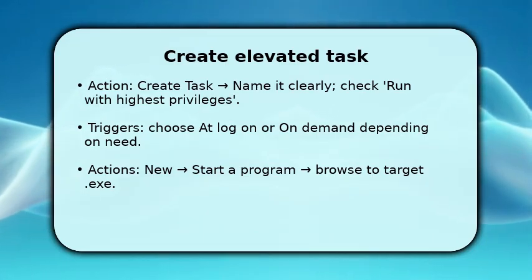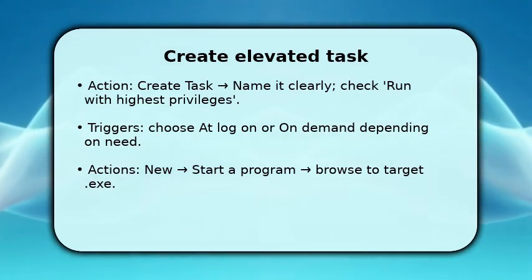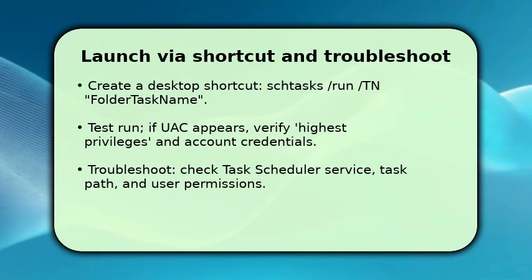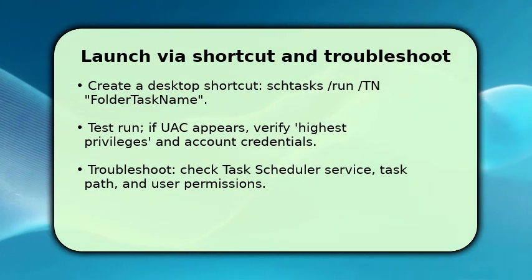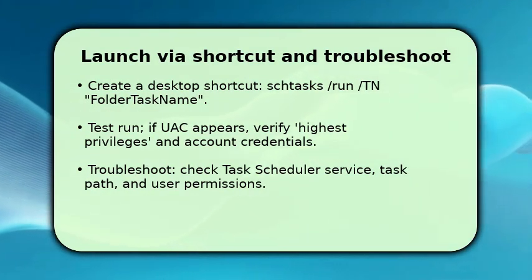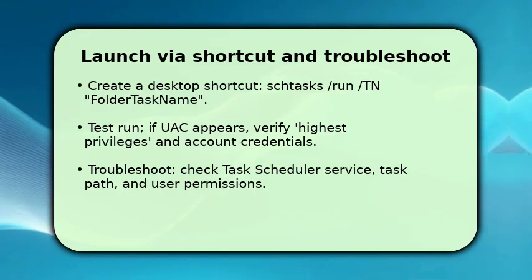Finish by creating a shortcut to run your task. Right-click Desktop, right arrow, new, right arrow, shortcut. Type schtasks /run /tn, then the folder and task name. Double-click it to launch the program elevated without a UAC dialog.